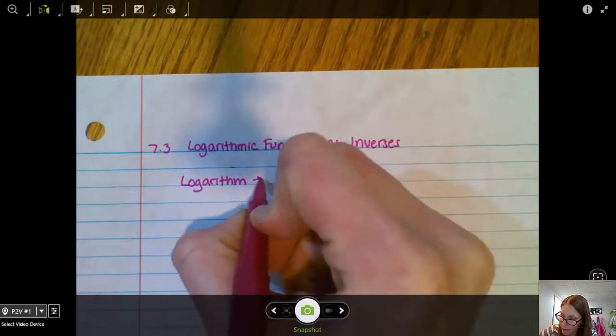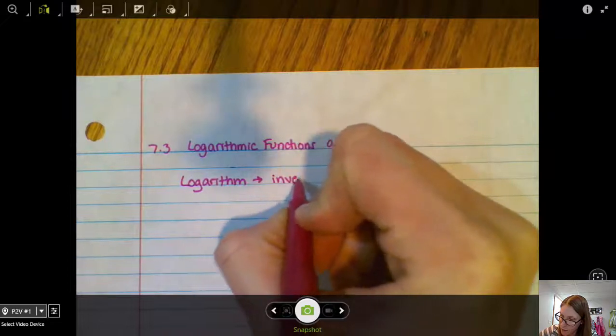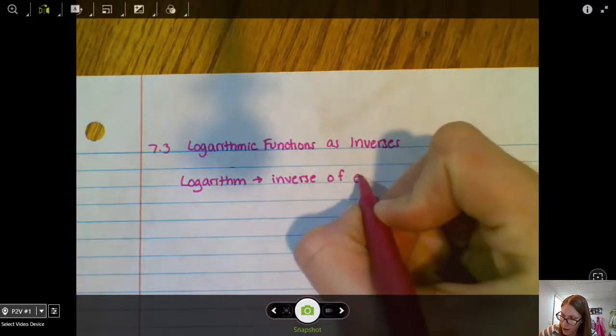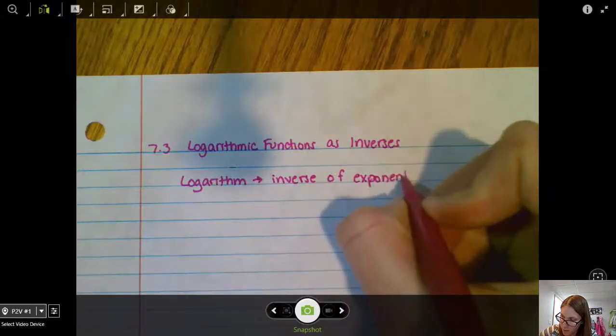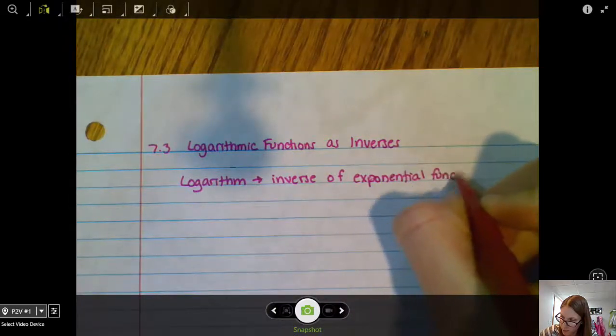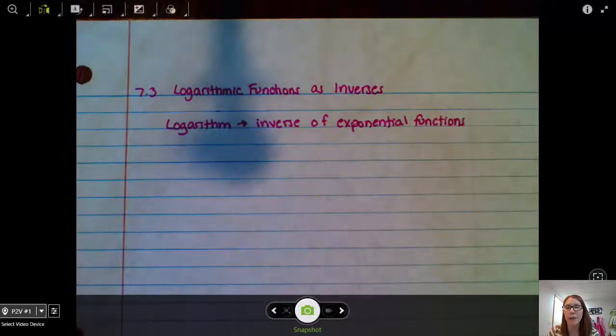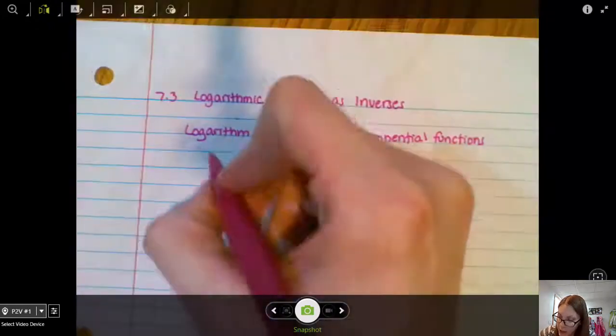A logarithm, by definition, is the inverse of an exponential function. If you think of multiplying, for example, the inverse of multiplying is dividing. The inverse of adding is subtracting. Every operation in math has an inverse, something that undoes something else. And in this case, logarithms undo exponents. They undo exponential functions.